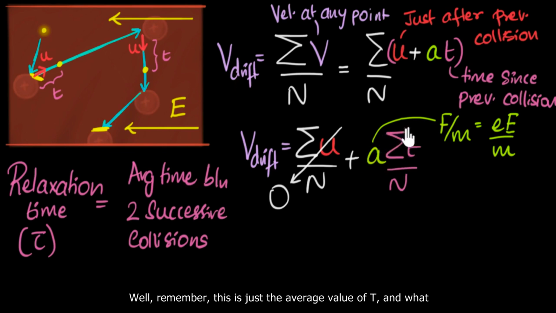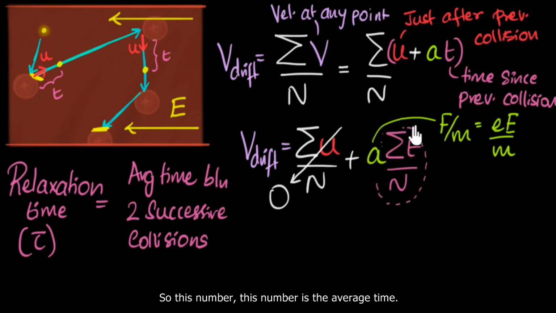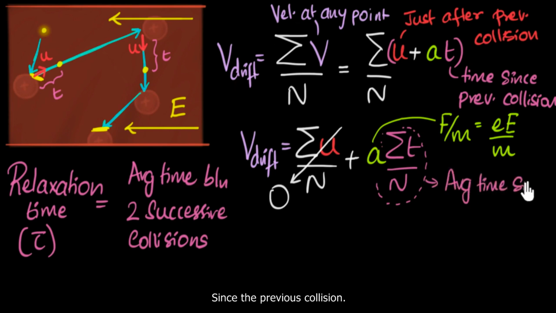Well, remember this is just the average value of t, and what was t? T is the time since the previous collision. So this number is the average time since the previous collision.